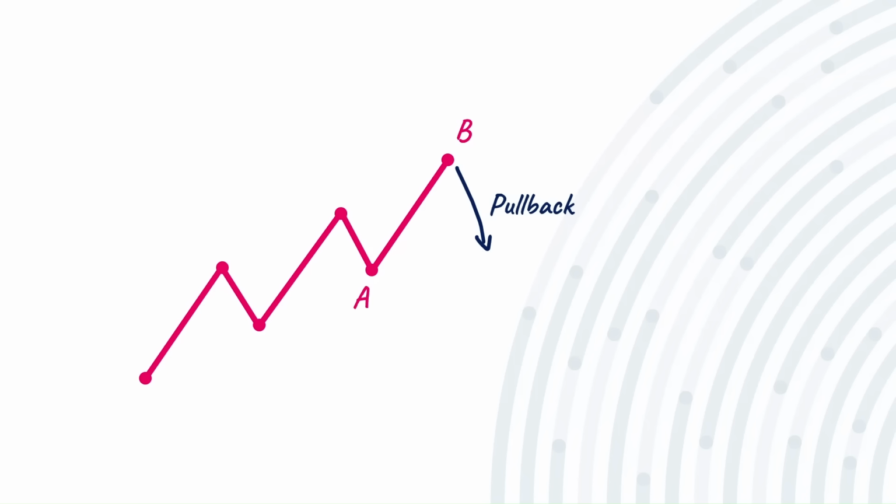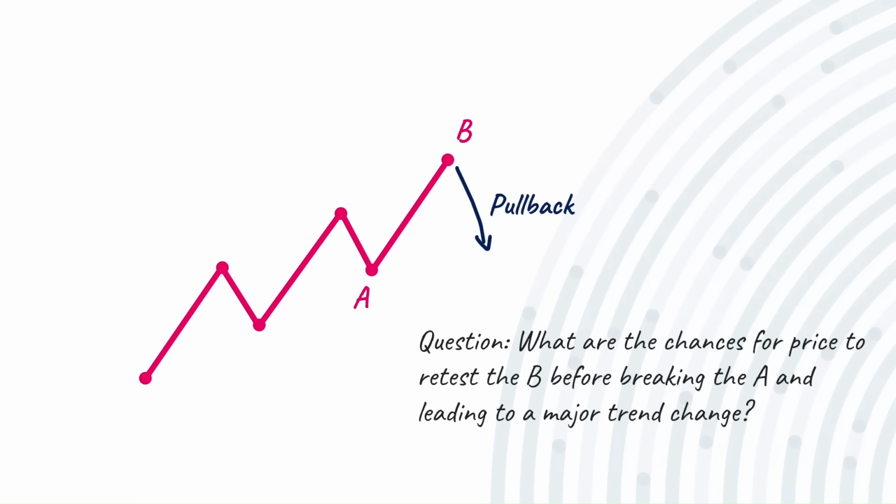So here comes a question. Considering we are in an uptrend, what are the chances for price to retest the B before breaking the A and leading to a major trend change? The chances are pretty high.